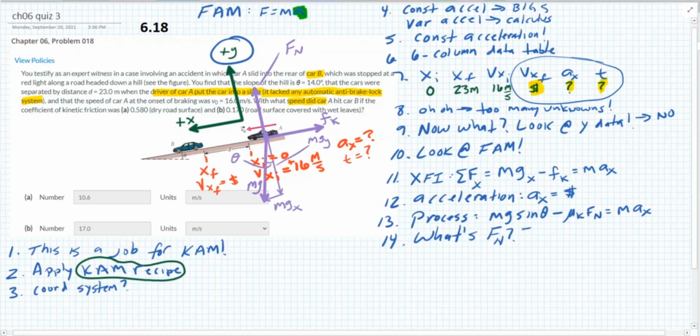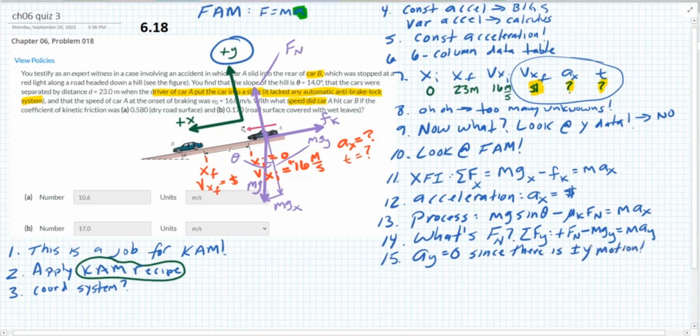What's F sub N? Well, if I do the sum of all Y forces, I have F sub N going up, and then down I have mg_y, equals ma_y. Say something about acceleration. A sub y equals 0 since there is no plus or minus Y motion. In other words, the blue car stays on the ramp. For the umpteenth time, you're saying, yes, I get it. F sub N equals mg cos theta.